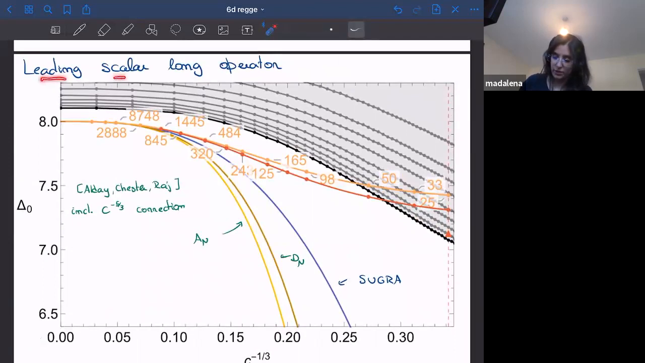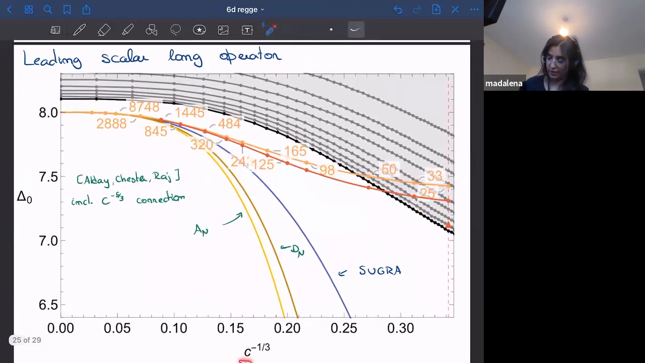This is the dimension of the leading long scalar operator as a function of C, or a power of C, to make the plot more visible. What I'm showing here is this line, and everything above it is excluded by the numerics. The numerics are quite old, so they can be improved a lot. This line here would be just a supergravity approximation, and these are the 1/c perturbations of that, which were computed in these papers, and that we plot here for both A_N and D_N series. And then here you have the results of our inversion.